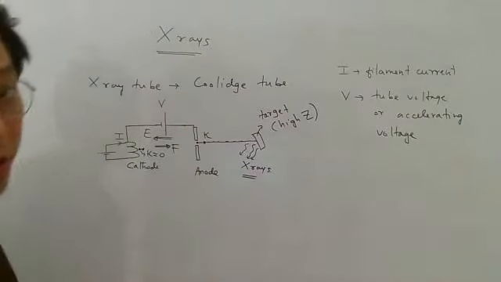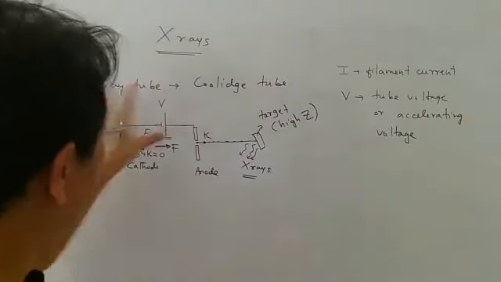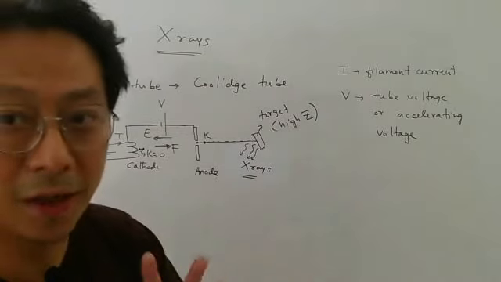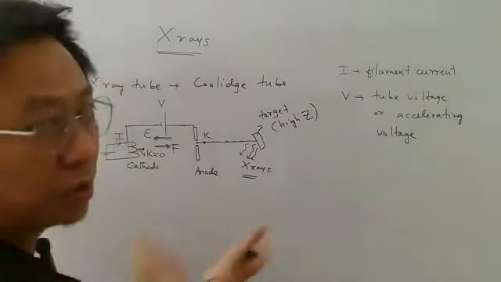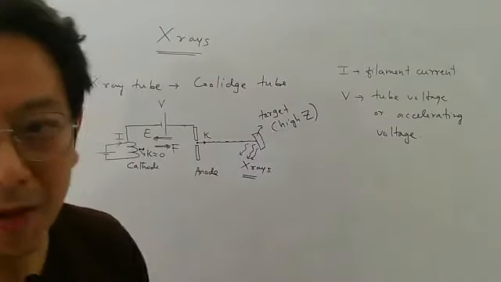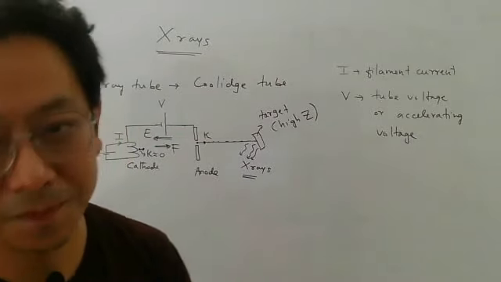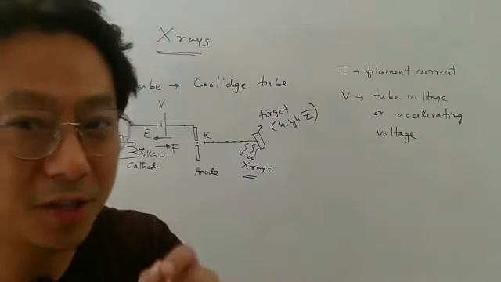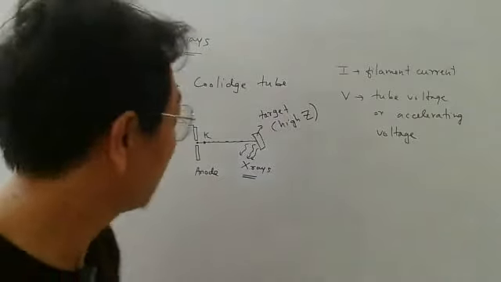So this is how X-rays are emitted by this X-ray tube. This whole thing will be put in some tube so that you can remove the air. You don't want air molecules to disturb the electrons, isn't it?